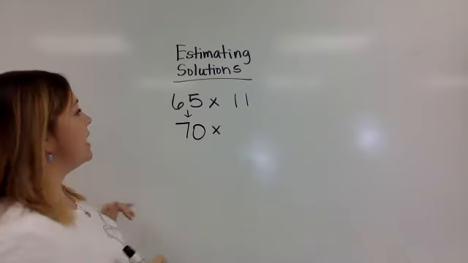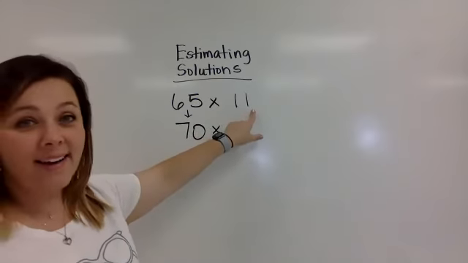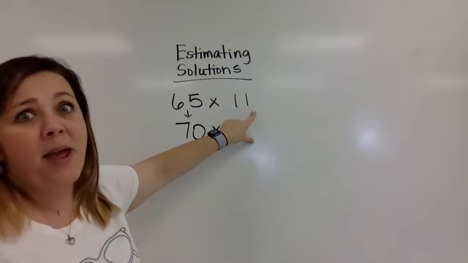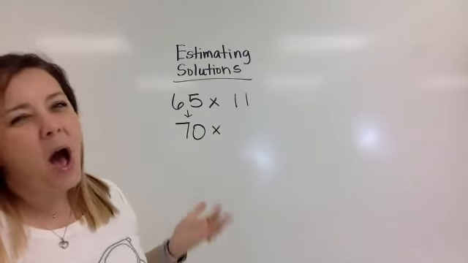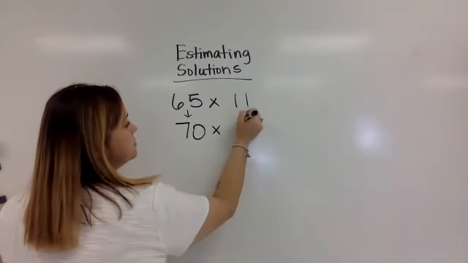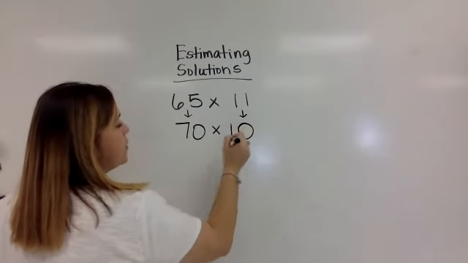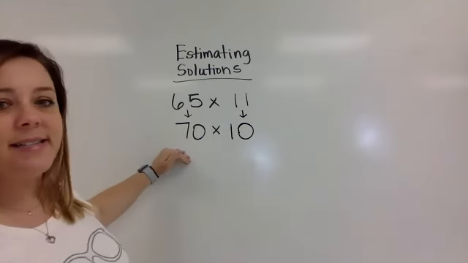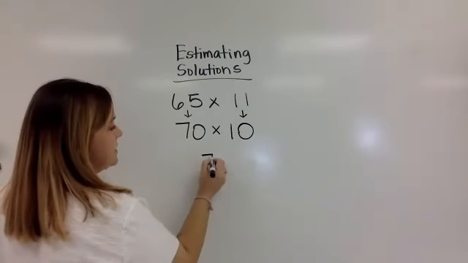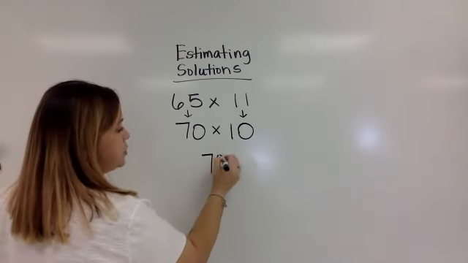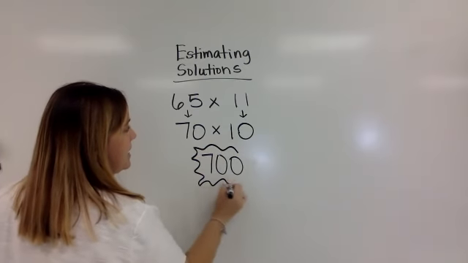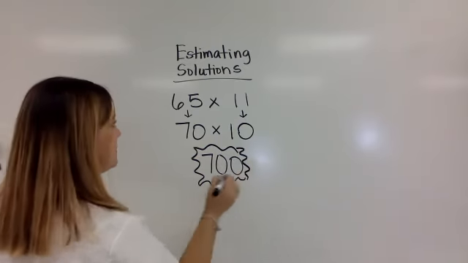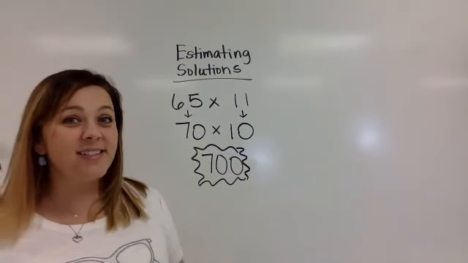Then if we look at this 11 right here, since there's a 1 in the ones place, that's barely above 0. So we can say that 11 is about 10. Now, when we multiply these two together, we say 7 times 1 is 7. And then we have 2 placeholder zeros. Therefore, we can say that 65 times 11 is about 700.